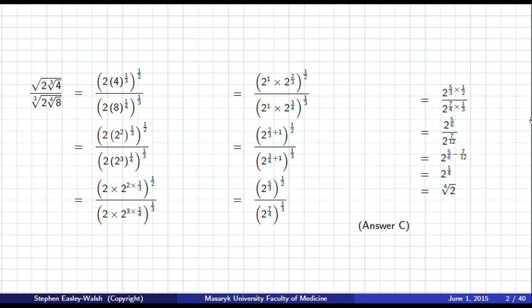So this question here is really testing your ability to manipulate powers and to remember all the rules that go with powers and indices, exponents, all of that stuff. It's not too difficult of a question, just need to be very careful, take it step by step.